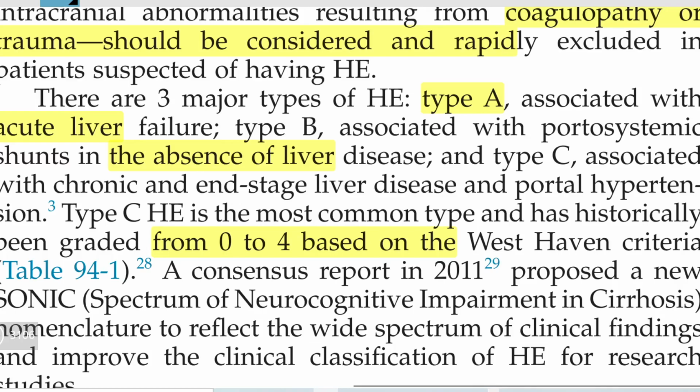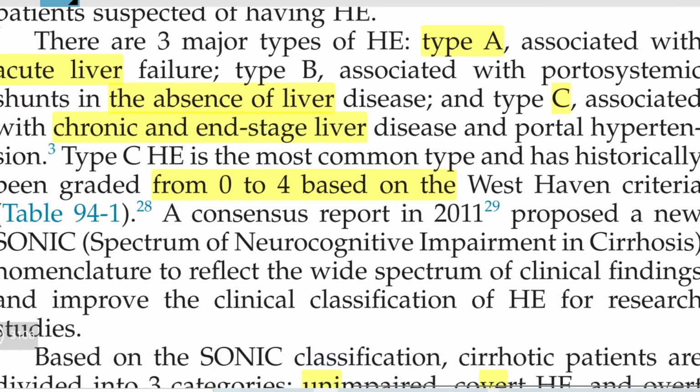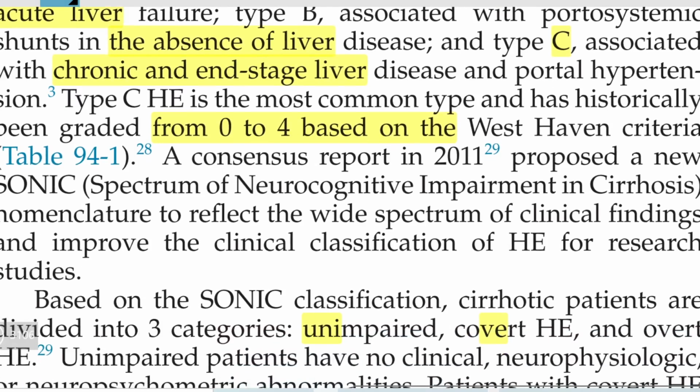Then coming to type C, C for chronic. It is associated with chronic and end-stage liver disease and portal hypertension. Type C is the most common, and it has historically been graded from 0 to 4 on the West Haven criteria. There is also another consensus report in 2011 which proposed SONIC, that is, spectrum of neurocognitive impairment in cirrhosis. This nomenclature reflects the wide spectrum of clinical findings and improves clinical classification of HE for research studies.